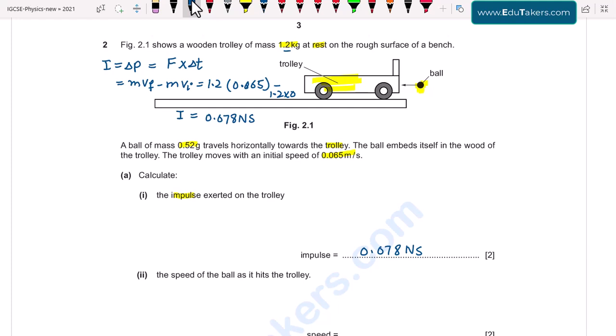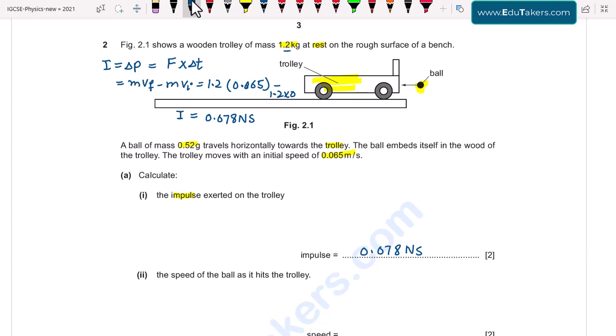Part 2. The speed of the ball as it hits the trolley. Here we have to find out the speed, and for calculation of speed we use the law of conservation of momentum. Here are two things involved in this system, trolley and ball. That's why we have to apply the law of conservation of momentum in such a way that the total initial momentum of trolley and ball before collision must be equal to the total final momentum of trolley and ball after collision.